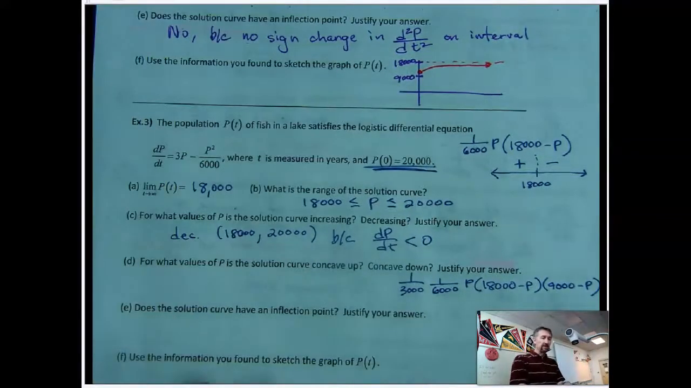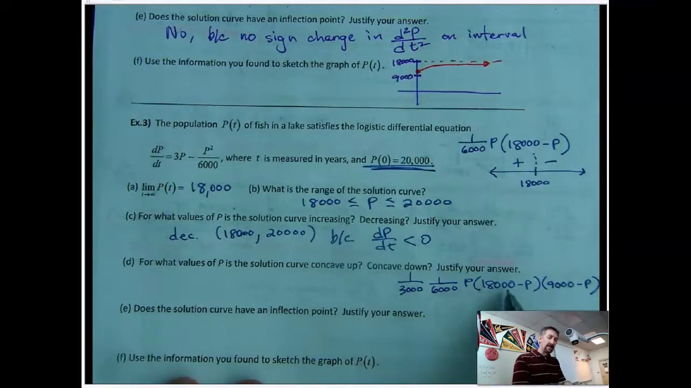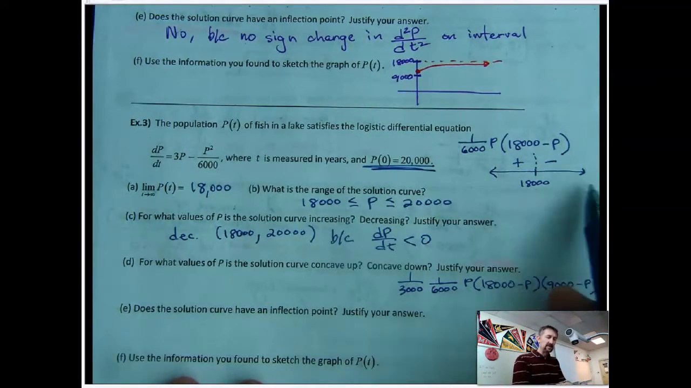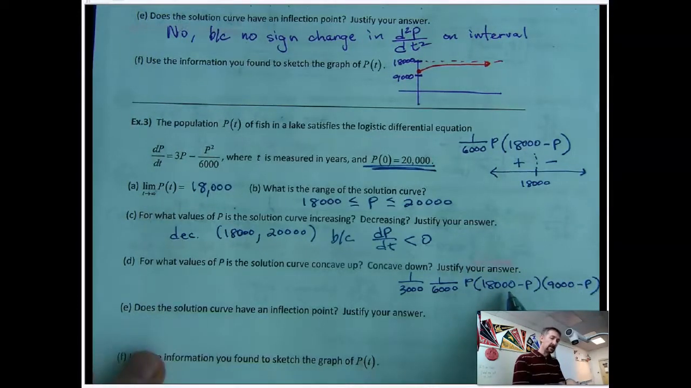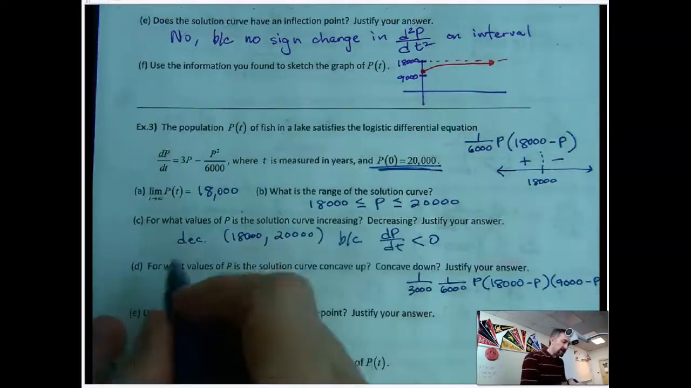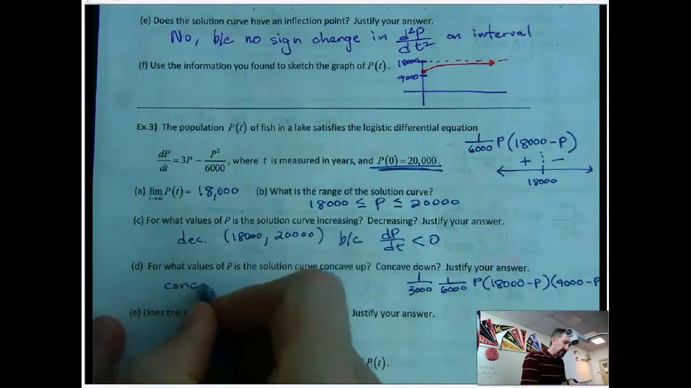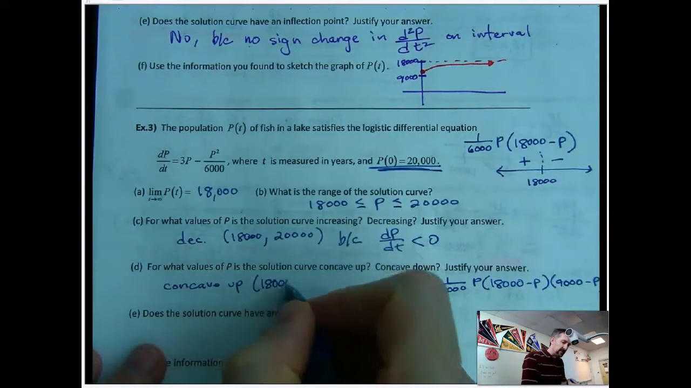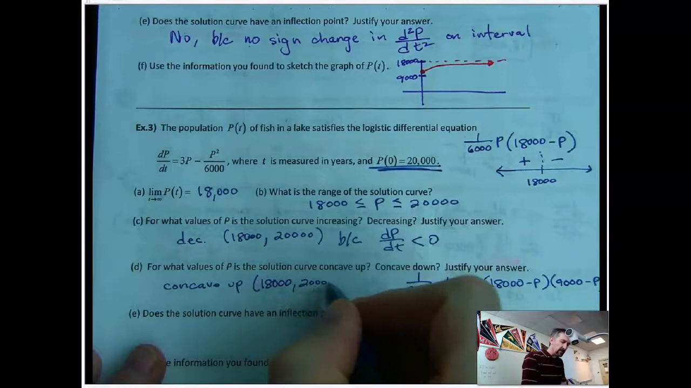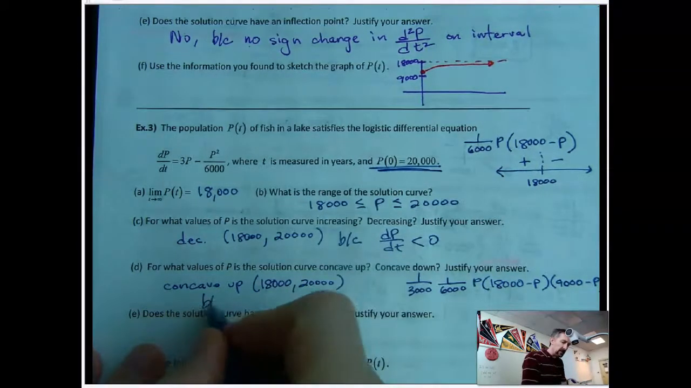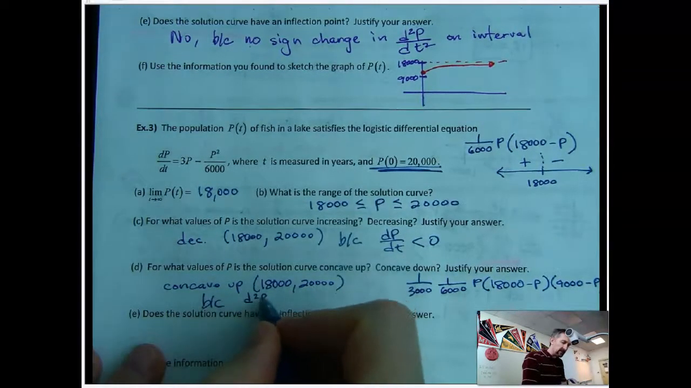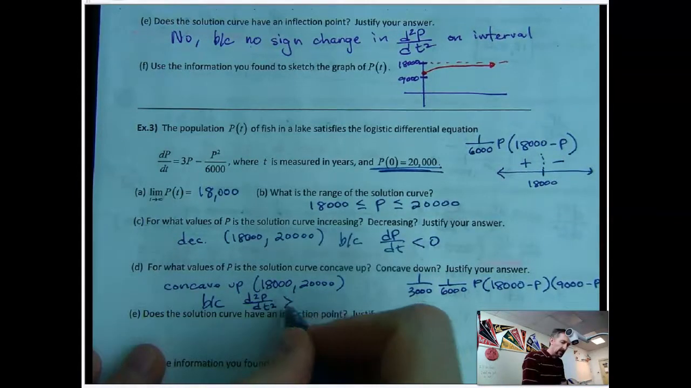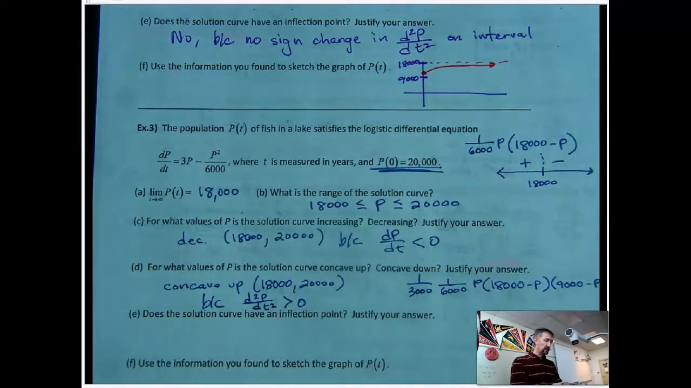Okay, so if you think about those numbers, we're focused on 19,000, in between 18,000 and 20,000. So at 19,000, that's going to be a negative times a negative, which is a positive, times a positive. So that means that it's going to be concave up from 18,000 to 20,000 because the second derivative is greater than 0. Okay? Does it have a point of inflection?